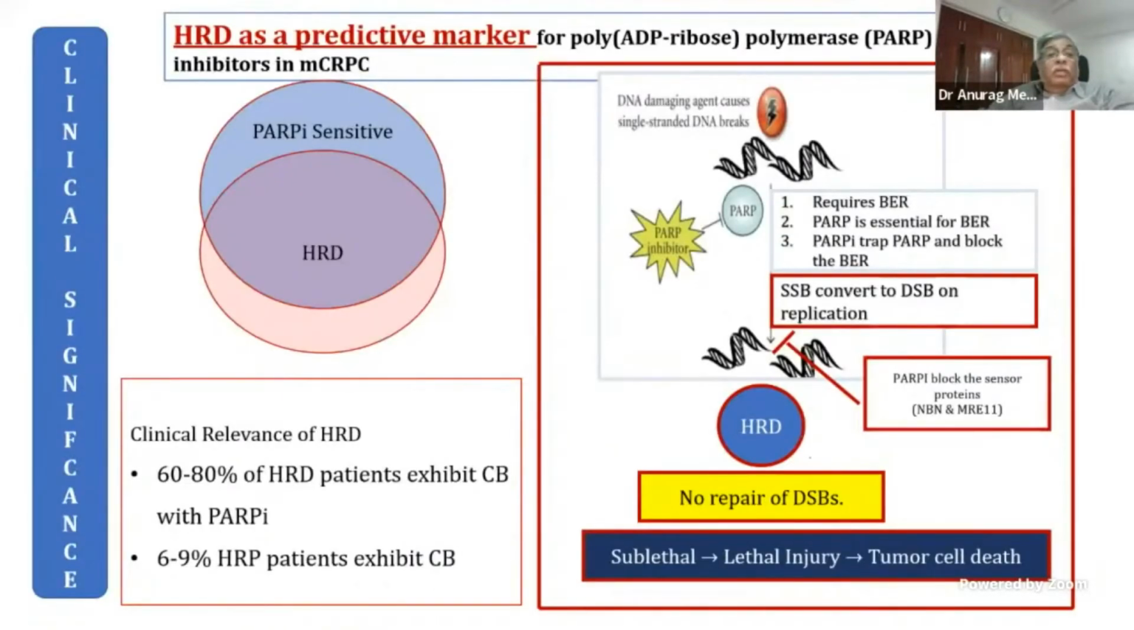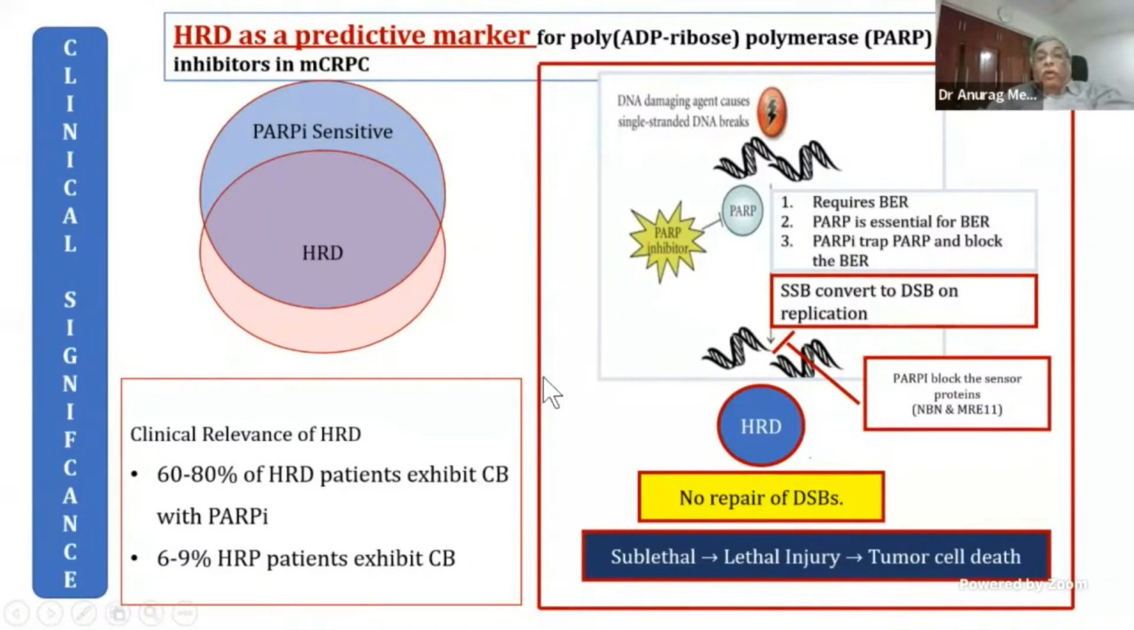So why do we test? We test, number one, because the patients with homologous recombination deficiency can be selected for treatment with PARP inhibitors in metastatic castration-resistant prostate cancers. And it has been shown that 60 to 80% of homologous recombination deficient patients will demonstrate clinical benefit on use of PARP inhibitor, while of those who are homologous recombination proficient, only 6 to 9% will exhibit a clinical benefit.